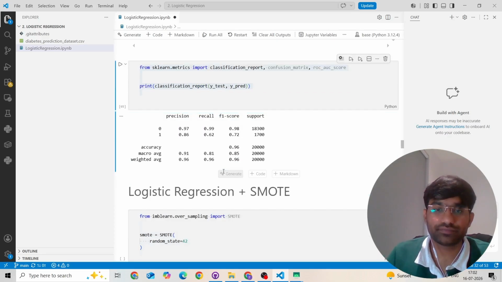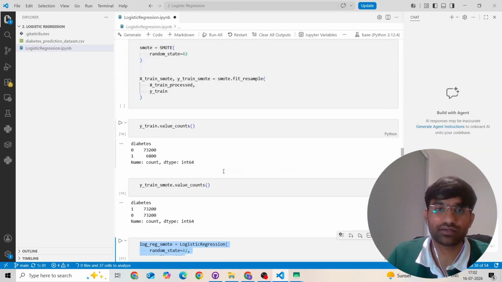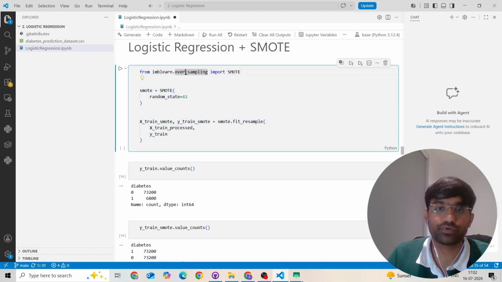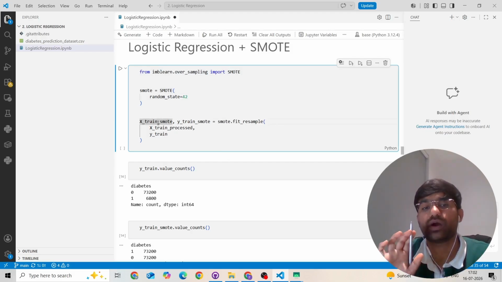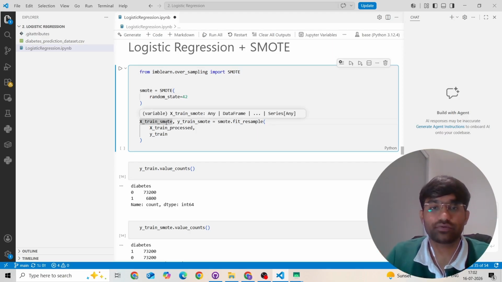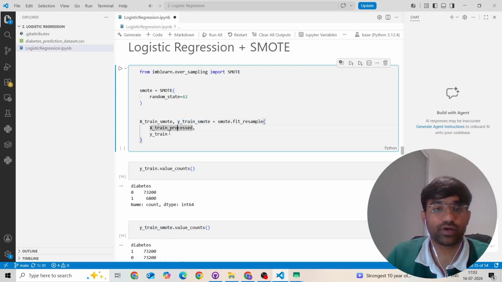Now I will apply SMOTE to get balanced data. See, imblearn is the library from which we have to import the oversampling method, which is SMOTE. I have defined SMOTE here, and then I have fitted only the train data, not the test data, to avoid data leakage. I have applied SMOTE only on the train data set: X_train, y_train, with SMOTE.fit_resample on X_train and y_train.